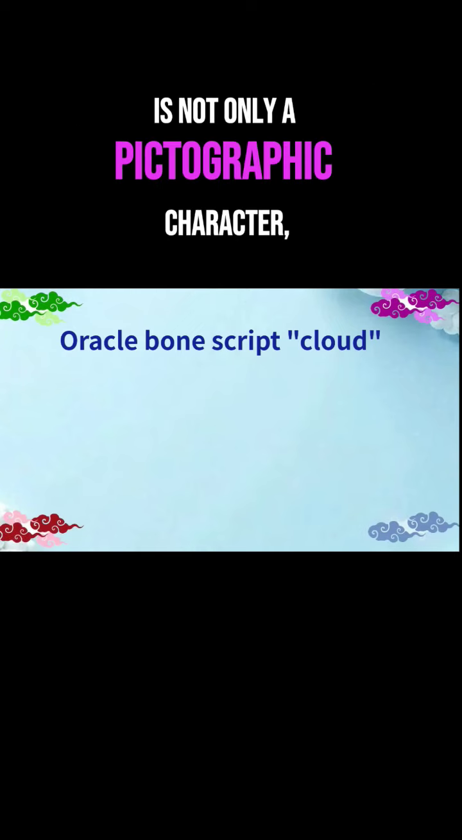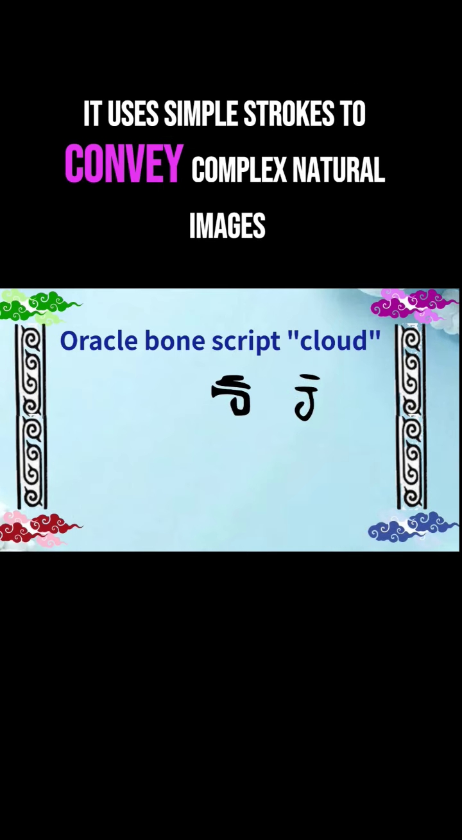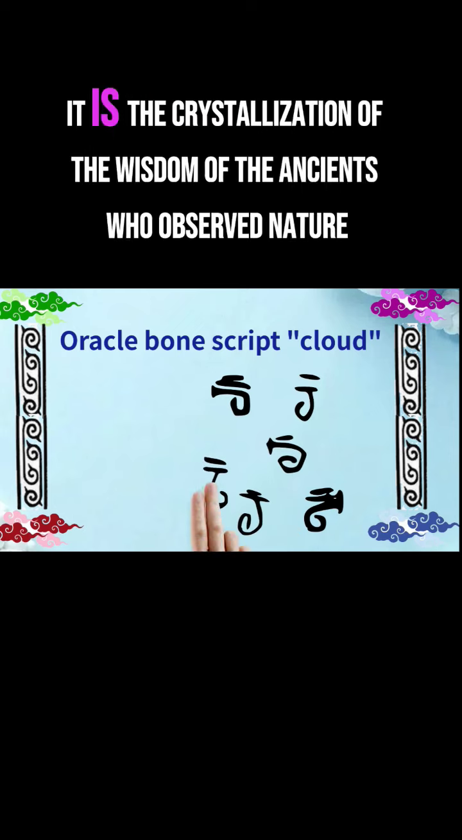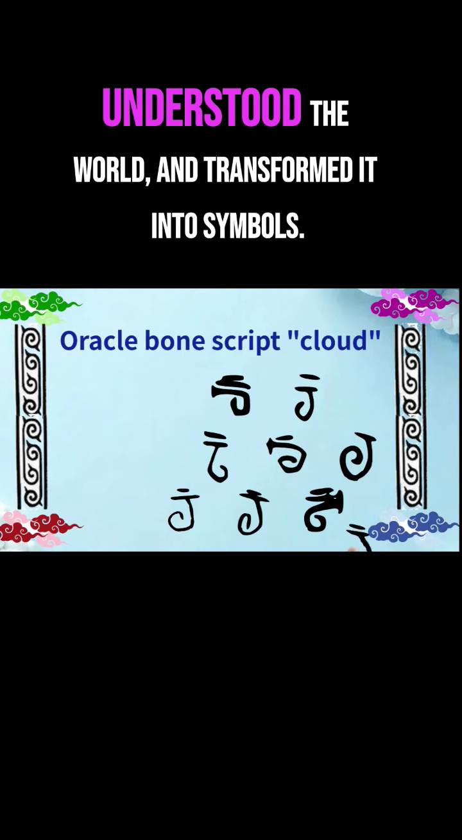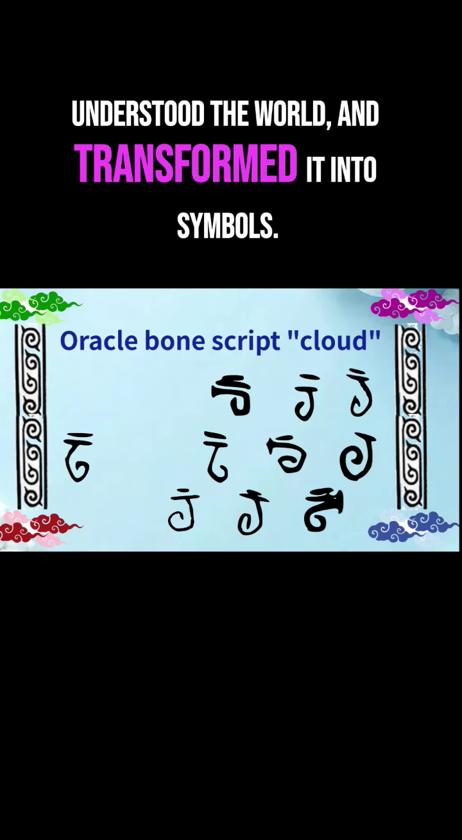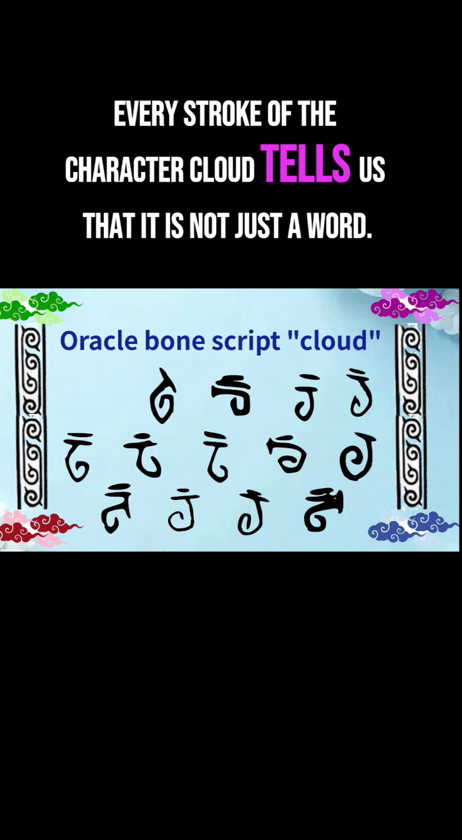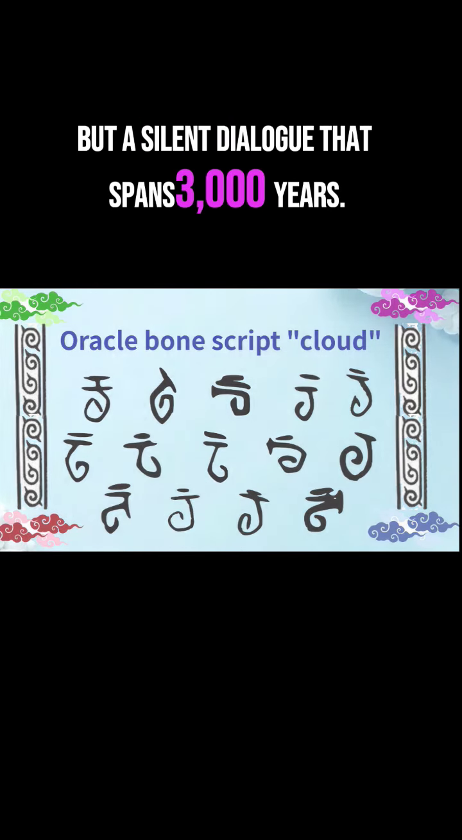In summary, the oracle character cloud is not only a pictographic character, but also a dynamic sketch of nature. It uses simple strokes to convey complex natural images and spatial concepts. It is the crystallization of the wisdom of the ancients who observed nature, understood the world, and transformed it into symbols. Every stroke of the character cloud tells us that it is not just a word, but a silent dialogue that spans 3,000 years.